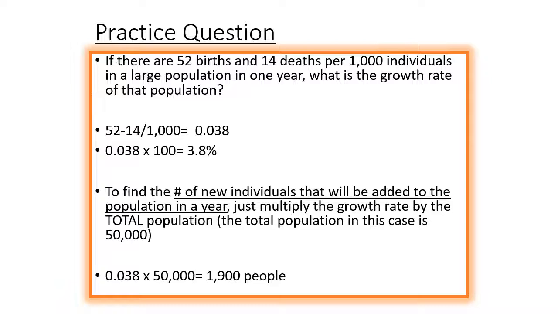To find the number of new individuals that would be added to the population, we would multiply the growth rate by the total population. So in this case, our total population is 50,000. So we would take that 0.038 and multiply it by the 50,000, and we would get 1,900 people. So multiply the growth rate by the total population.